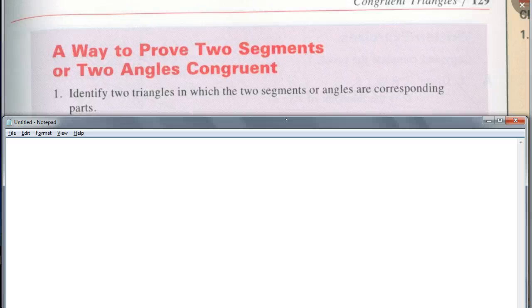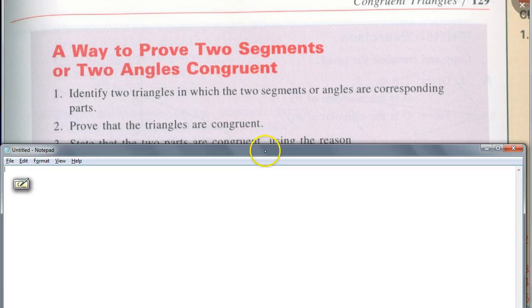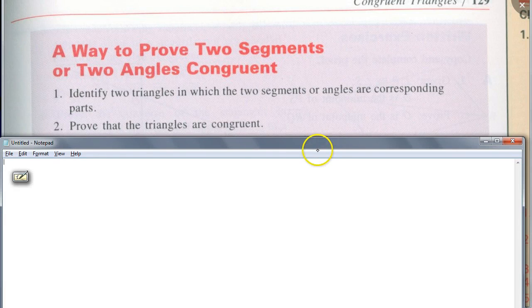After you do that, guess what? After you do this, can somebody guess what our second step is? This is what we've been doing. After we identify the two triangles in which two segments or angles are corresponding parts, then Tony, what are we hoping to do? Triangles are congruent. Exactly. Then we gotta prove that the two triangles are congruent. Then what's the last step?